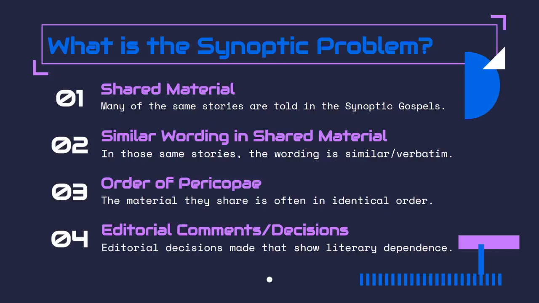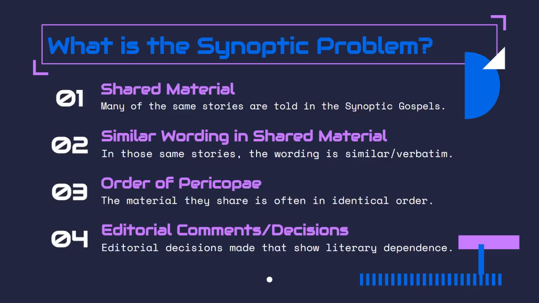We can break it down to shared material, because many of the same stories are told in the Synoptic Gospels, and in those shared stories, the wording is often very similar and sometimes verbatim. And then we have the order of pericope, and if you're unfamiliar with this word, that just means a passage that could be pulled out and stand on its own, like a parable of Jesus or a specific story that could be taken out and stand on its own as its own narrative.